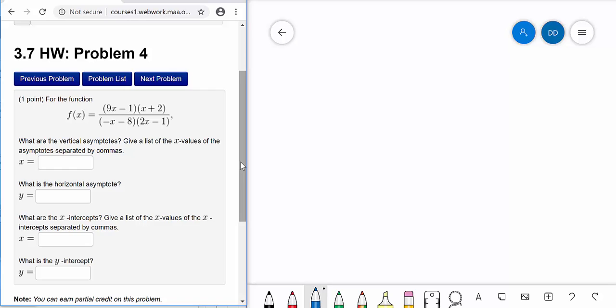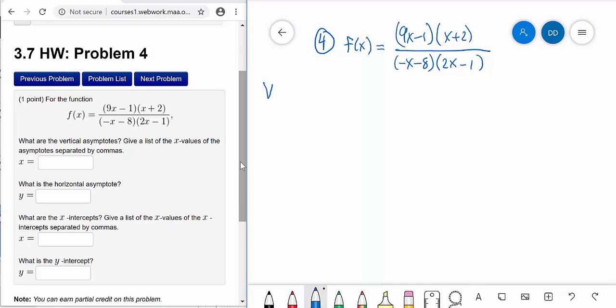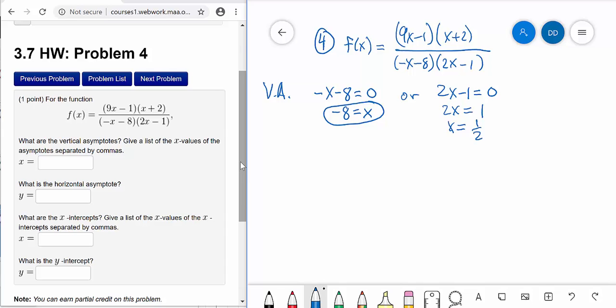In problem number 4, we have to find the asymptotes again, the vertical and horizontal asymptotes, but also we have to find the intercepts, the x-intercepts and the y-intercepts. Let's first find the vertical asymptotes. This will occur when the denominator equals 0. So I'm going to set each factor in the denominator equal to 0 and solve for x. By adding x to both sides, I get x equals negative 8. And if I add 1 to both sides and then divide both sides by 2, I get x equals 1/2 for a vertical asymptote.